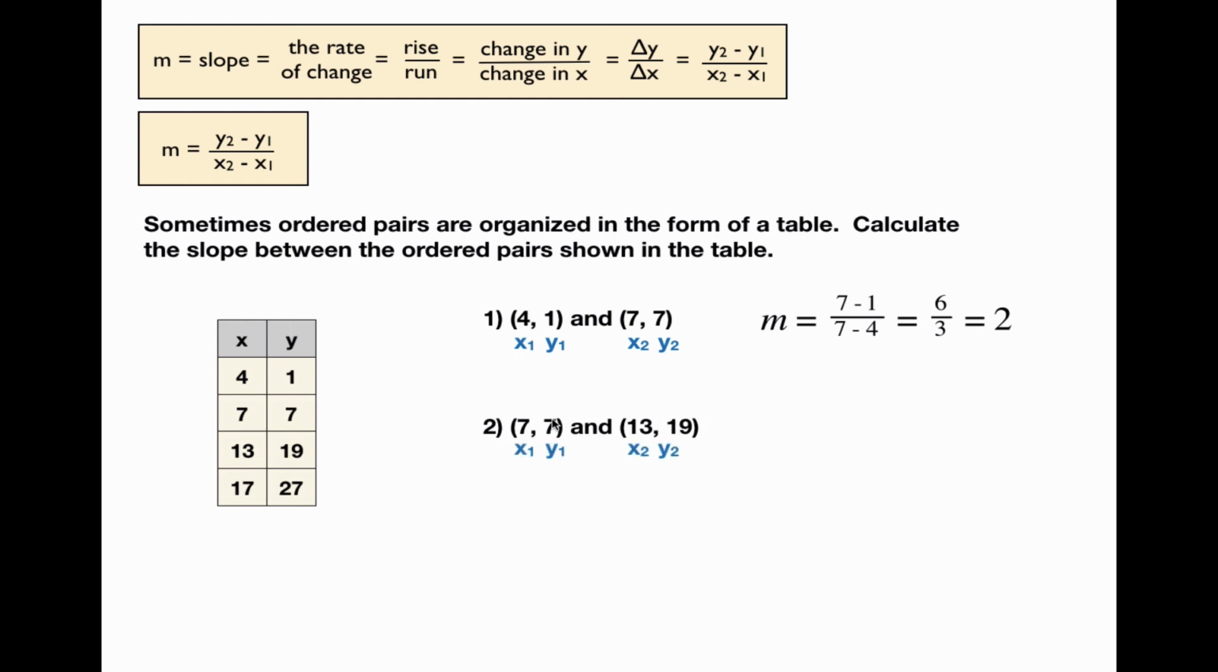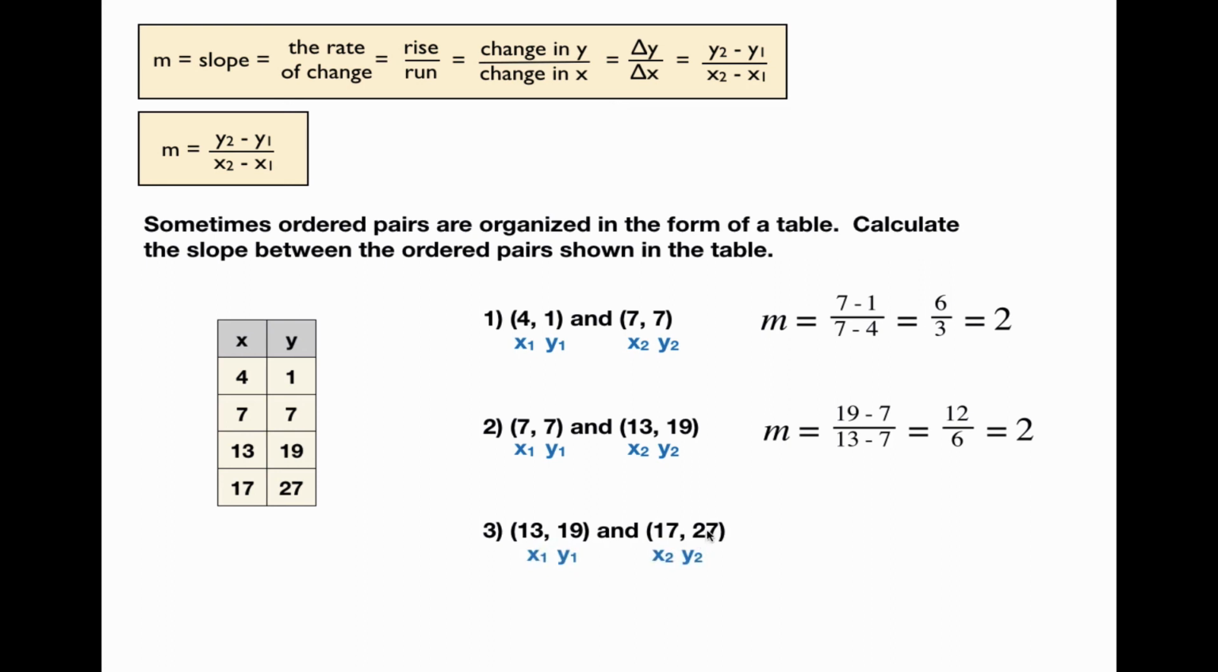y2 minus y1 is 19 minus 7. x2 minus x1 is 13 minus 7. And that would get us 12 over 6, which is also 2. And then we have (13, 19) and (17, 27).